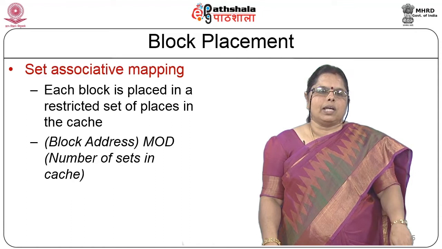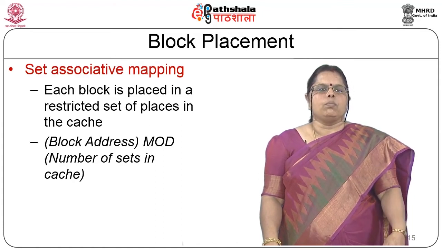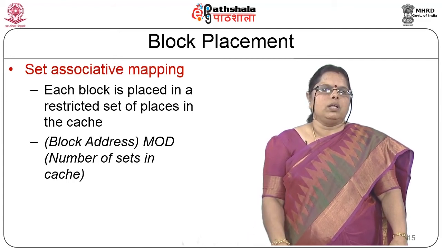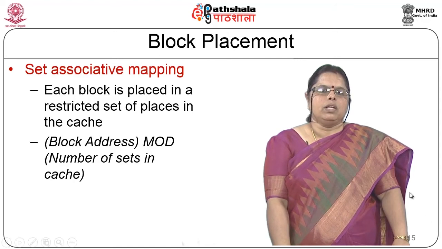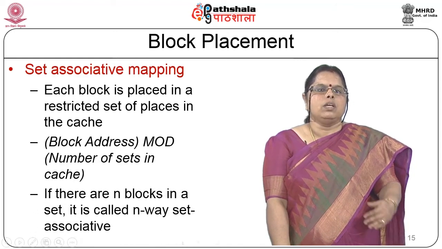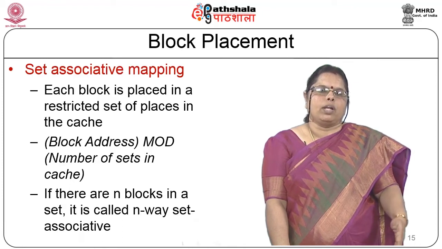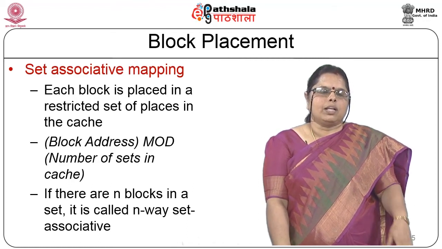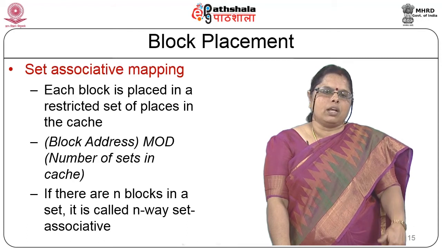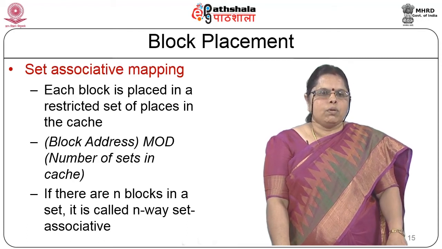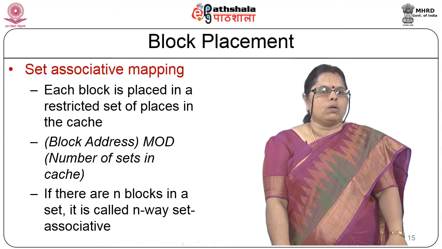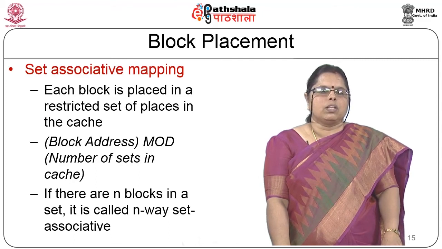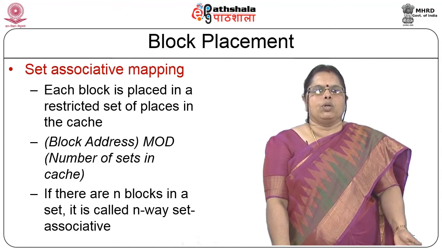The mapping policy states that it is block address mod number of sets in cache. You can't map it to any other set; it can map onto only one particular set, but within the set you have the freedom of placing it wherever you want. This obviously is more flexible than direct mapping, but it is not as flexible as fully associative mapping. We normally say that n-way set associative mapping is the most general form of mapping. When the number of blocks in a set is equal to the total number of blocks in the cache, it becomes fully associative mapping, and if the number of blocks in a set is equal to 1, it is equivalent to direct mapping.